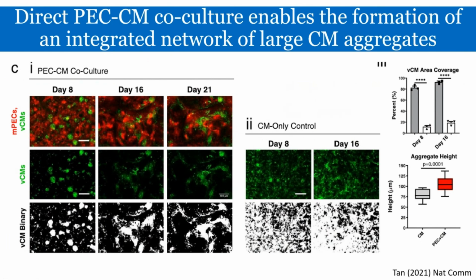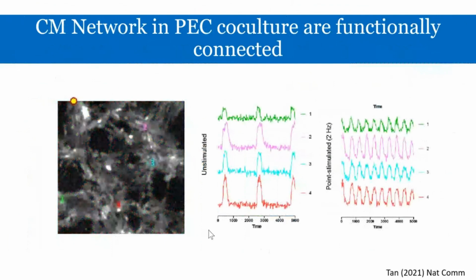So what we believe is that the pro-epicardial cells in the co-culture setting are able to compact the cardiomyocytes to a certain extent. And this network of cardiomyocytes in the pro-epicardial co-cultures is able to show synchronized excitation-contraction coupling under unstimulated and also point-stimulated conditions, with 20 volts, 0.6 milliseconds, at 0.2 hertz.